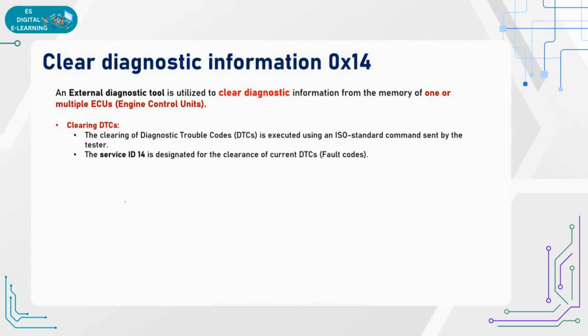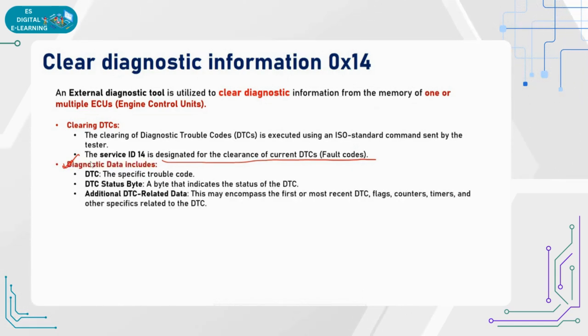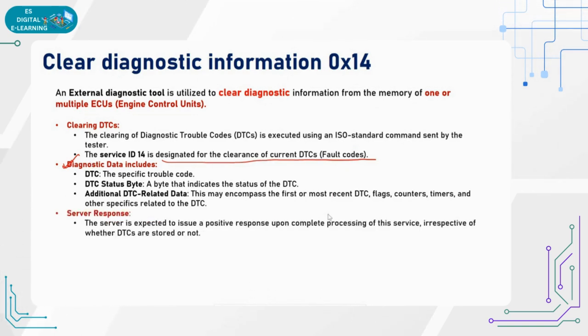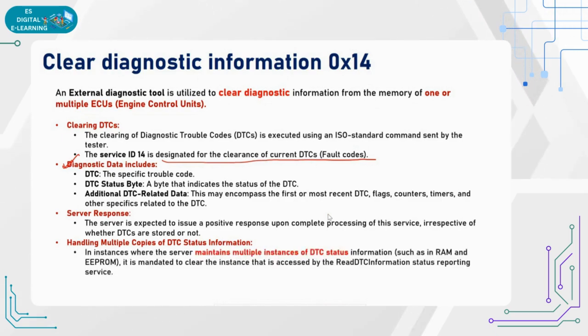Here the service ID 14 is designated for the clearance of the current DTC's fault code. This is a point you need to write down in your notes. And next, what are the specific things? The first part will be the server response, the instance handling of multiple copies of the DTC status information. These 2 points are very important. Others are just repeated sentences that I told you.